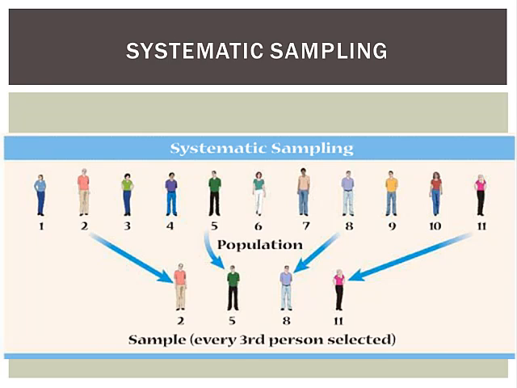A systematic sample is obtained by selecting every kth individual from a population. So here we're doing every third person. We start with 2, and then we go 1, 2, 3, pick 5, 1, 2, 3, pick 8, 1, 2, 3, pick 11. So it's a systematic sampling.